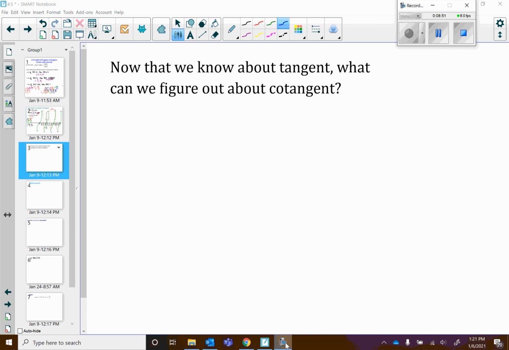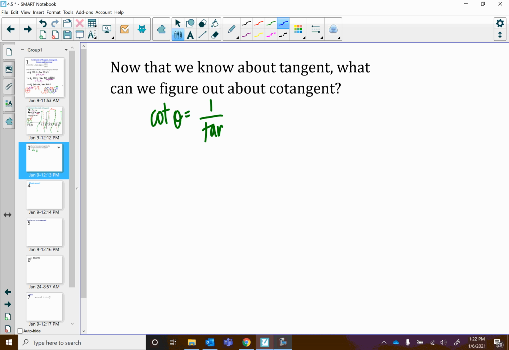Now that we know about the graph of tangent, what can we figure out about the graph of cotangent? Well, let's think. Cotangent of theta is equal to the reciprocal of tangent, 1 over tangent. Or another way we could think of that is cosine over sine. So a lot of the things that we were considering before are going to be true.